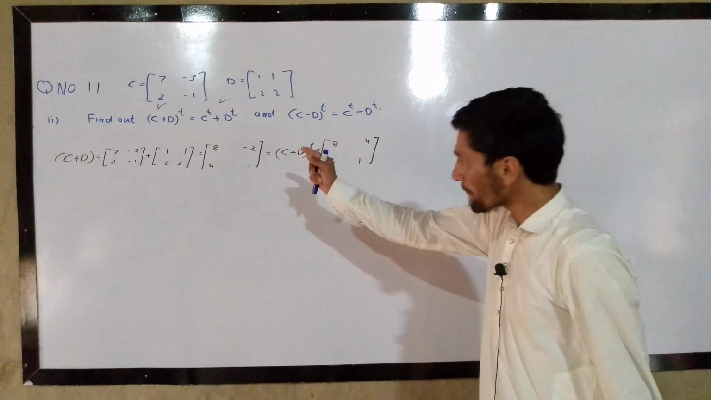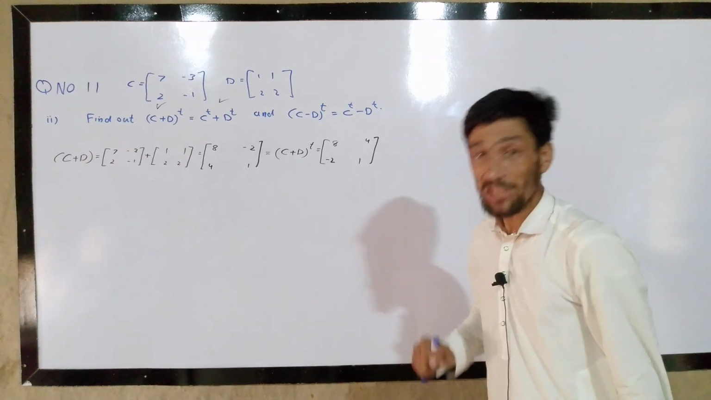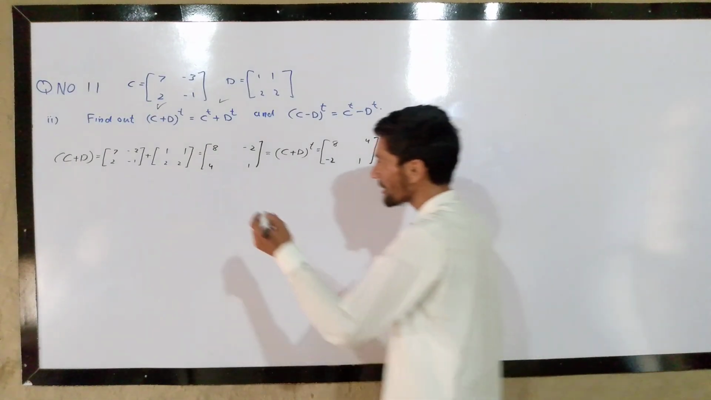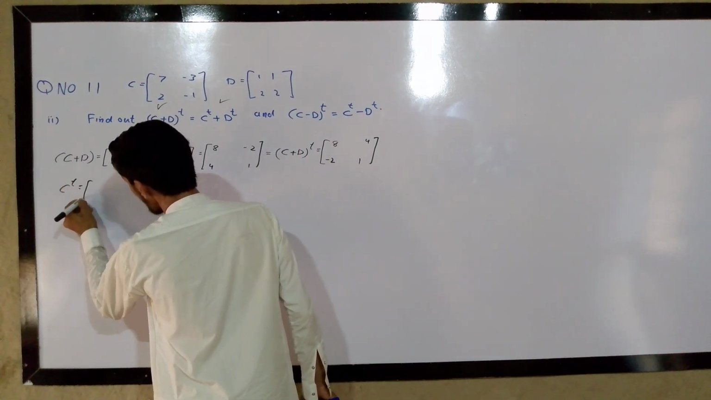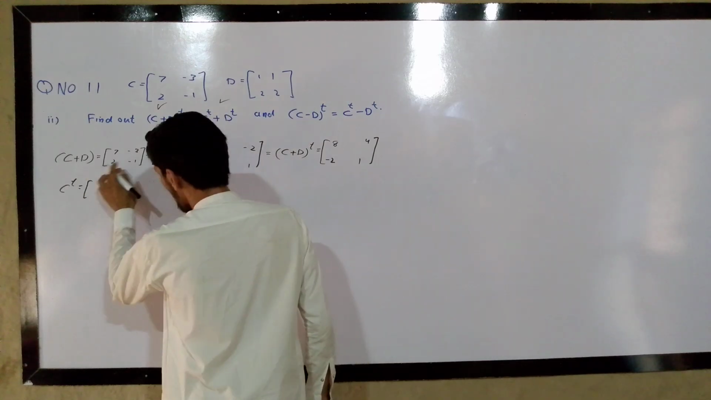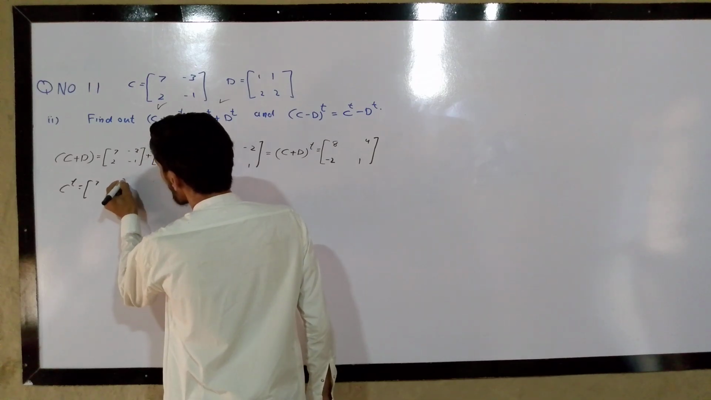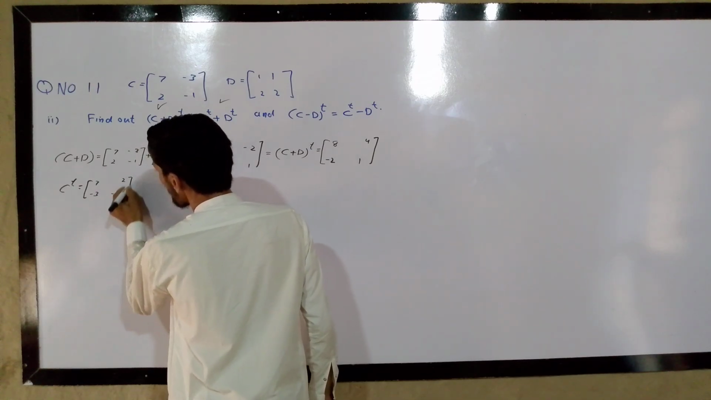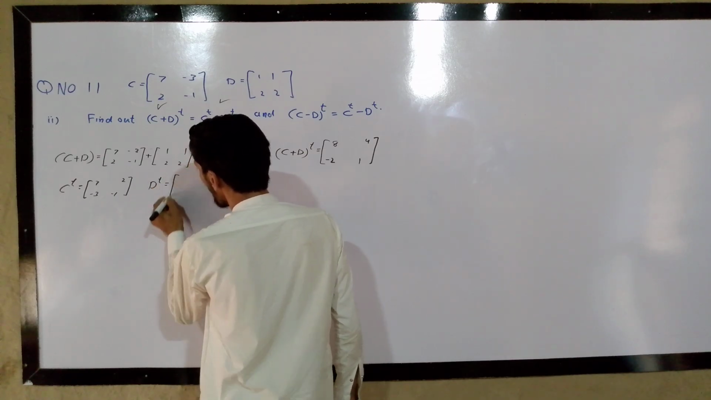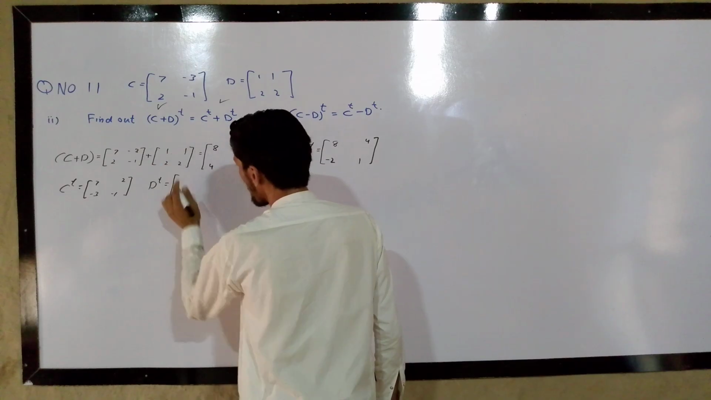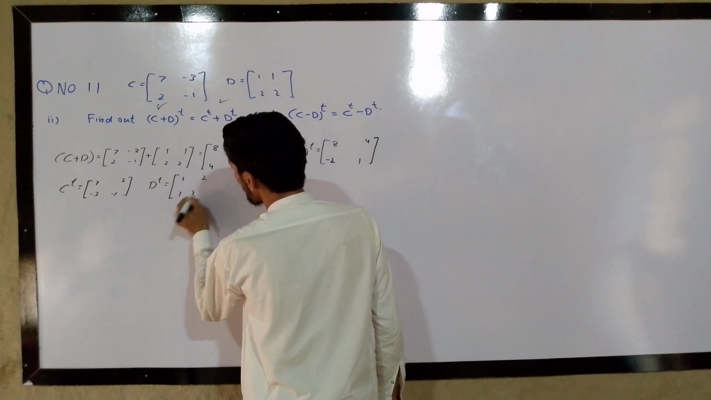Now it is time to find out the C transpose plus D transpose. Okay, C transpose will be equal to, this is the element of C, transpose will be equal to, write 7 and minus 1 in their own positions. 2 and minus 3 will change their positions. After that, D transpose will be equal to, write the elements the same, 1, 2, and these will change their positions.